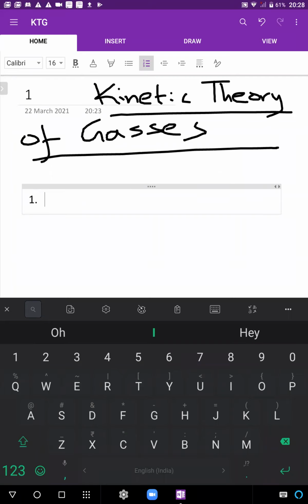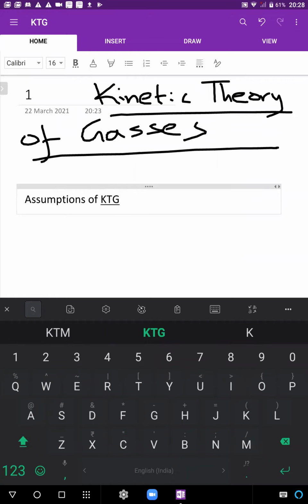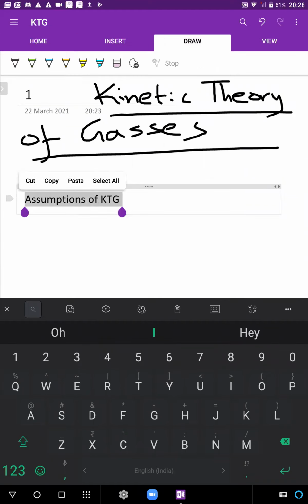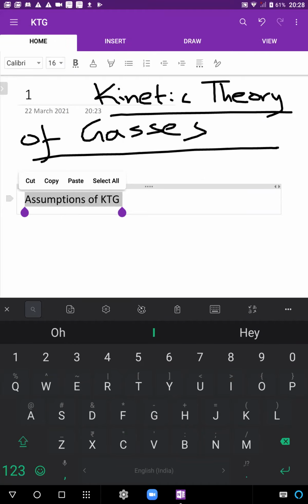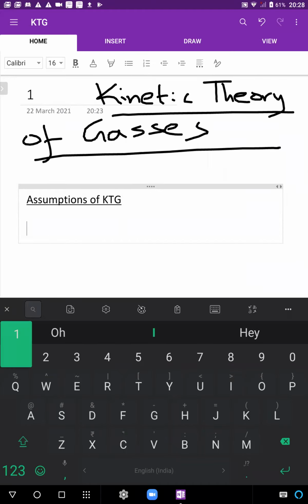So what we are going to do in this chapter is, the first thing we're going to have a look at is certain assumptions of KTG, kinetic theory of gases. These assumptions are important. There are almost 6 assumptions of KTG, and let's quickly have a look at them. Maybe you've already learned this in chem. A lot of what we are doing here has probably been done in chemistry.